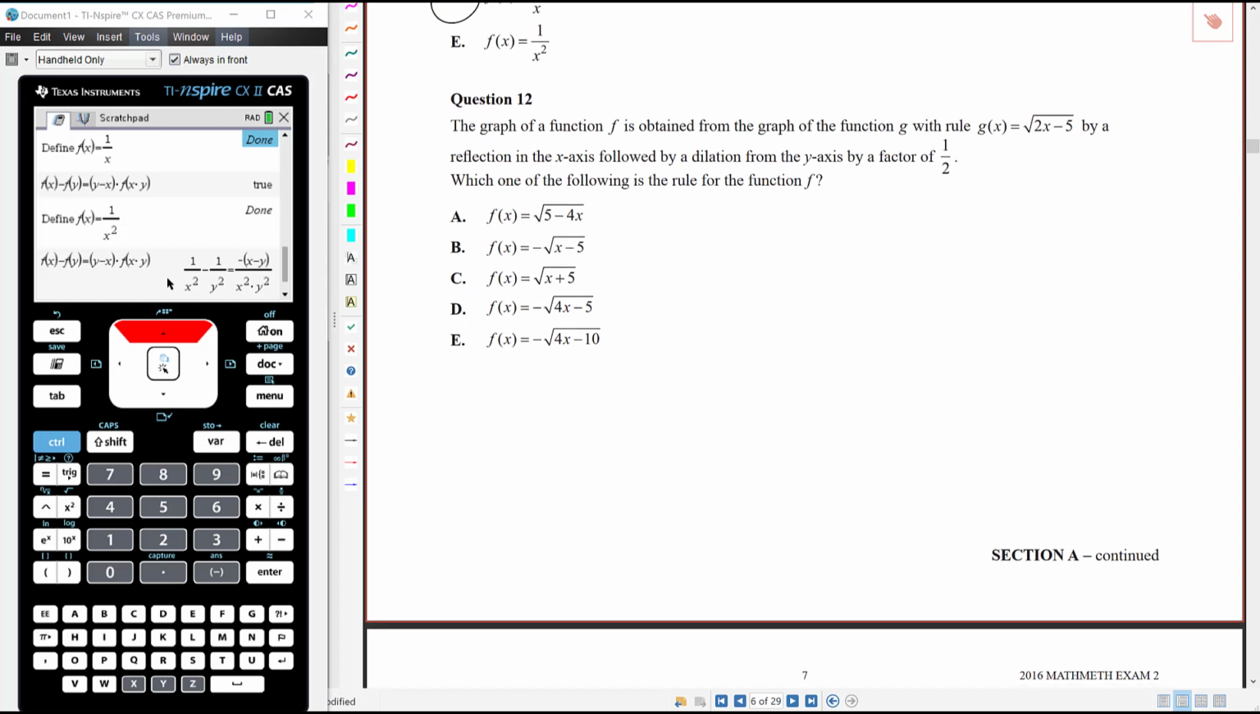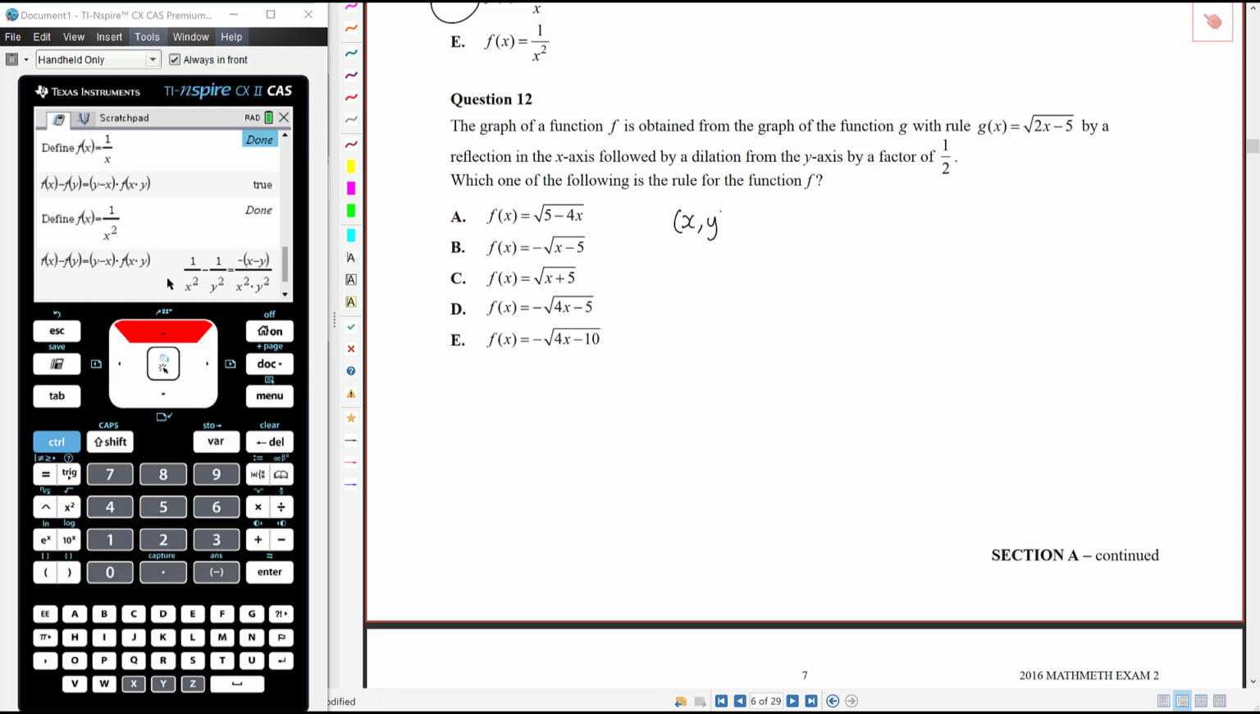Question 12. The graph of a function f is obtained from the graph of a function g with rule g of x equals square root of 2x minus 5 by a reflection in the x-axis followed by a dilation from the y-axis by a factor of a half. Which of the following is the rule for f? Okay, we can do these transformations in two ways.